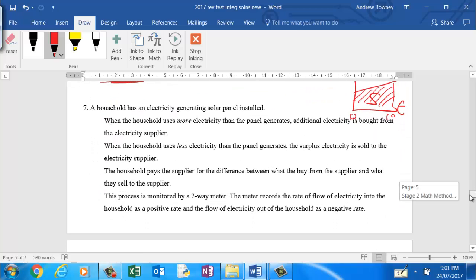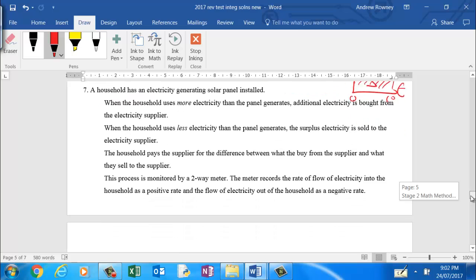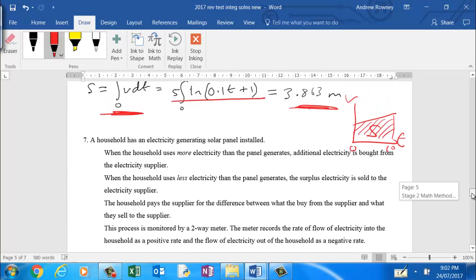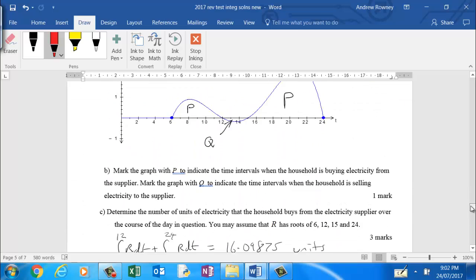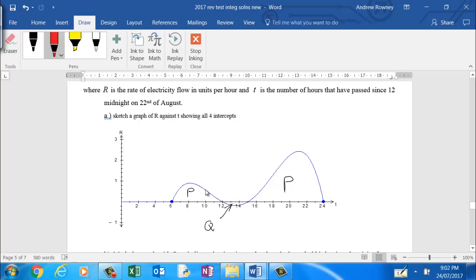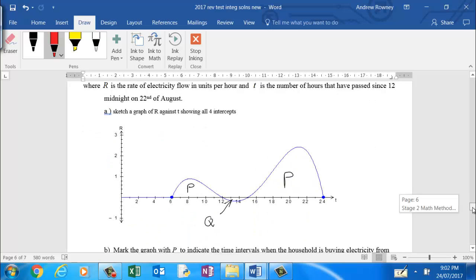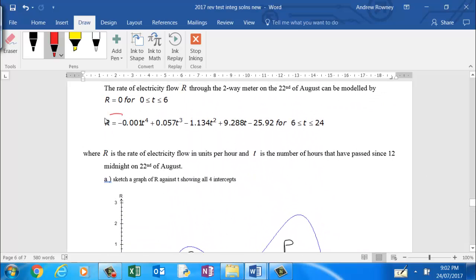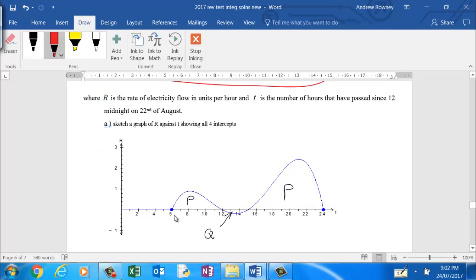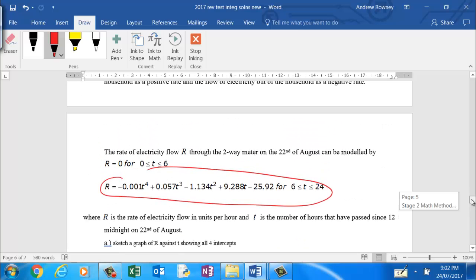Now the last one is electricity flow. When it uses more electricity, it's bought. When it's less, then it's sold. We've got the plot of the function of electricity here, and that's come from just putting that function into your graphics calculator. That's from 6 to 24 hours.